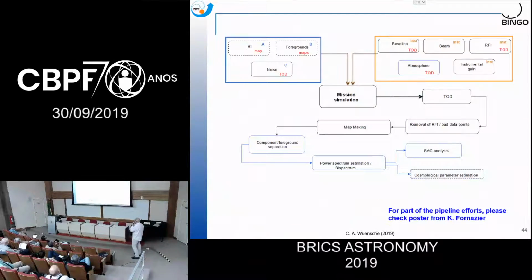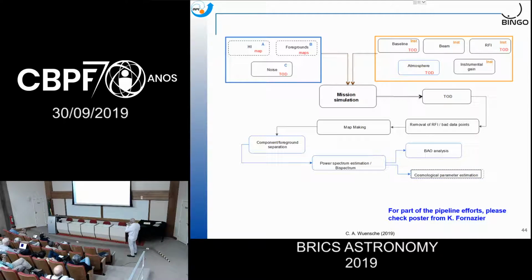Oops. So this is a very quick overview of our data analysis pipeline, which starts with the... 2 minutes. I will go quickly here. So we go here. That's a general pipeline: sky, instrument, simulate the mission, have the time-ordered data, remove the foregrounds, prepare the maps, and start doing the science after you extract each one here.